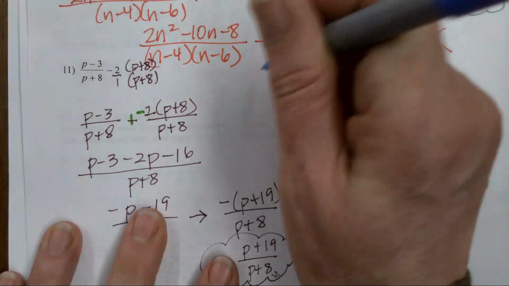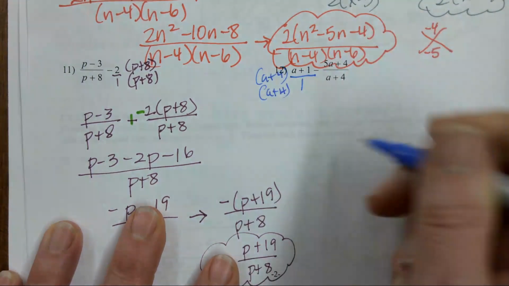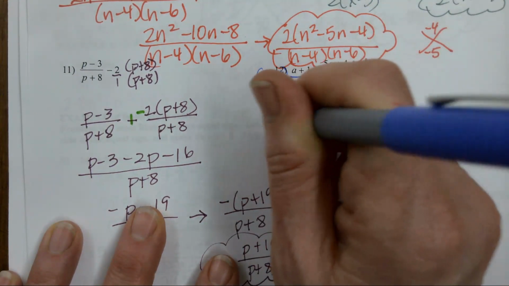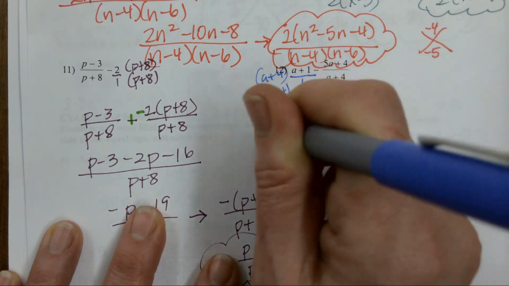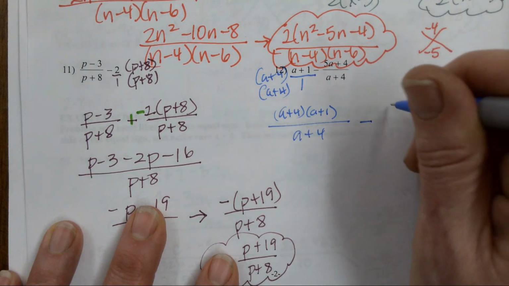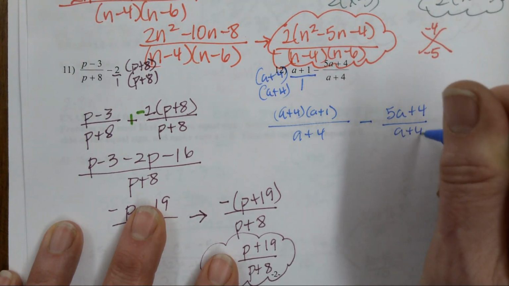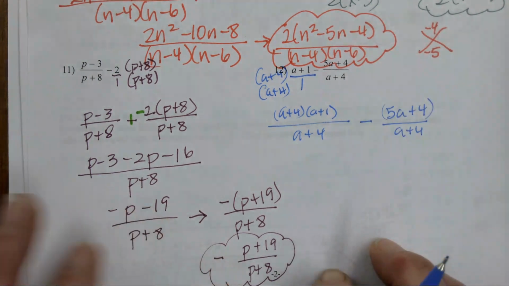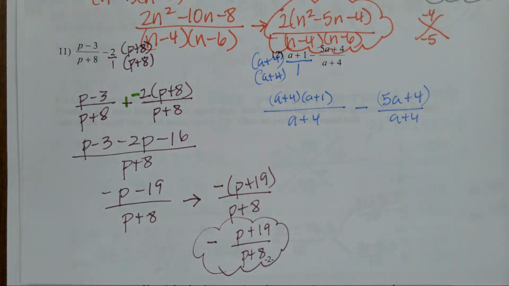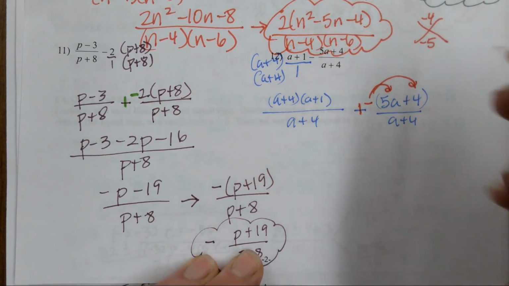So I'm going to multiply top and bottom by a plus 4. That leaves me with a plus 4 times a plus 1 over a plus 4 minus 5a plus 4 over a plus 4. Remembering that 5a plus 4 is a quantity, it's together, it's got a plus between it, so there are parentheses around it. So when I take a trip back to middle school and do my plus negative, I have to distribute that minus through to both parts.